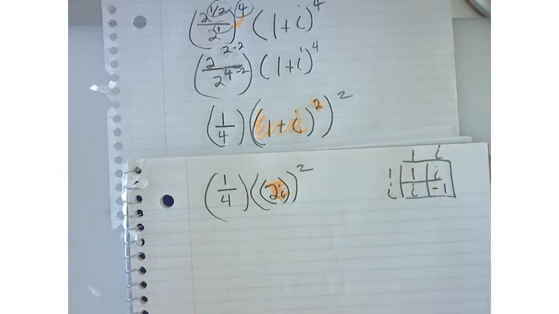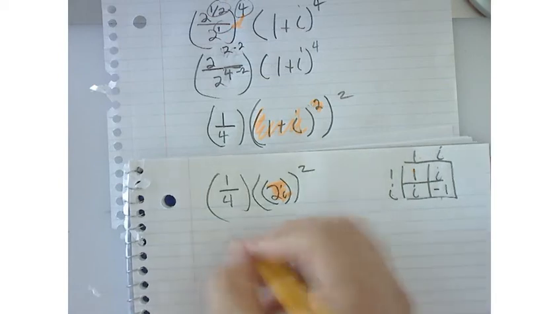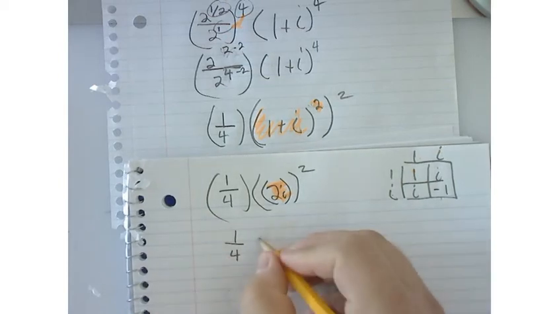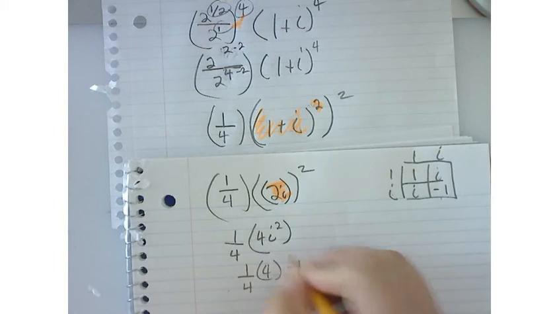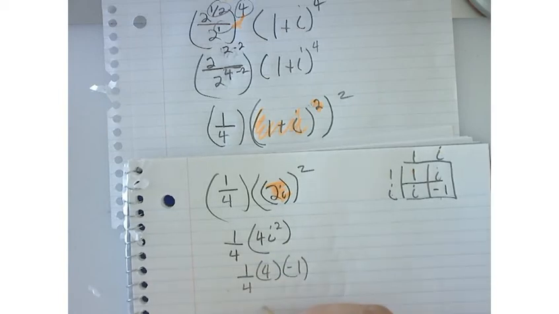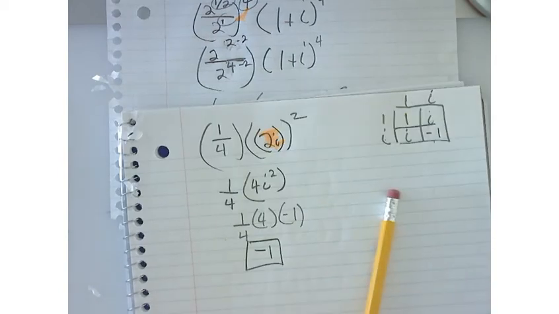Well, what's 2i squared? 4i squared. What's i squared? 4 times negative 1, which is going to be altogether negative 4. 1/4 of 4 is 1, times negative 1 is just negative 1. Does that make sense? Problem number 27? Any questions?